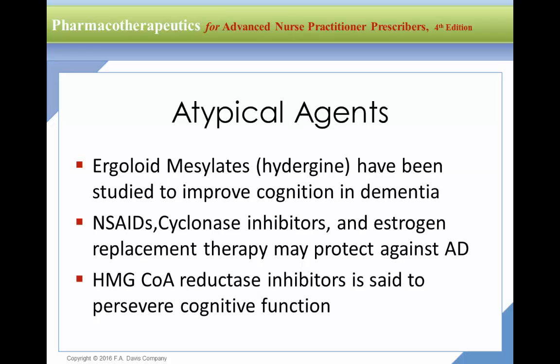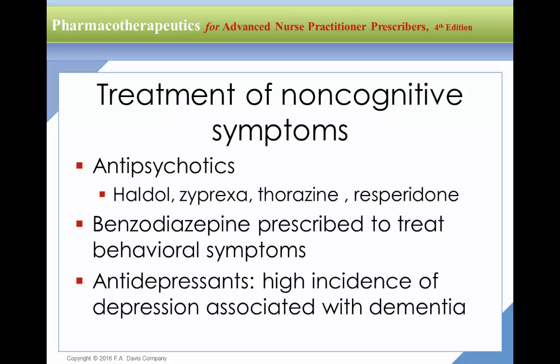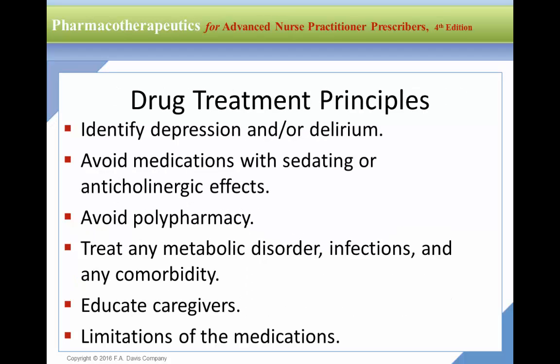Other agents that could be used would be ergoloid, that improves cognition in dementia. You could use N-acetylcyclogenase inhibitors. You could use estrogen replacement therapy. You could use statins to preserve cognitive function. You could use antipsychotics such as Haldol. You could use atypicals as well. You could use benzodiazepines and even antidepressants for patients that have dementia.